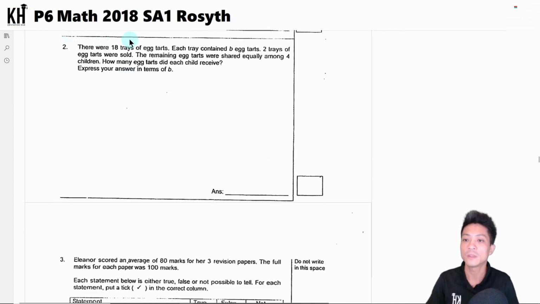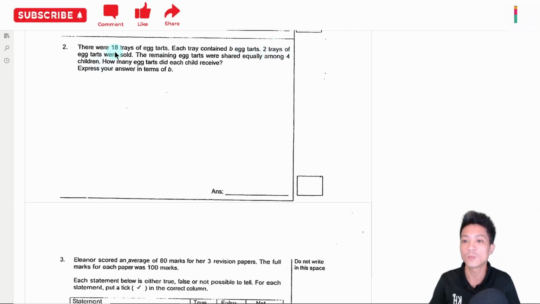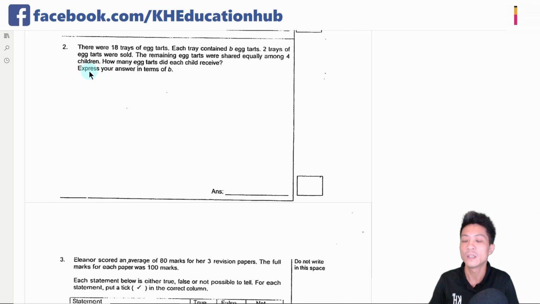Question 2. There were 18 trays of egg tarts. Each tray contained B egg tarts. 2 trays of egg tarts were sold. The remaining egg tarts were shared equally among 4 children. How many egg tarts did each child receive? Express your answers in terms of B.